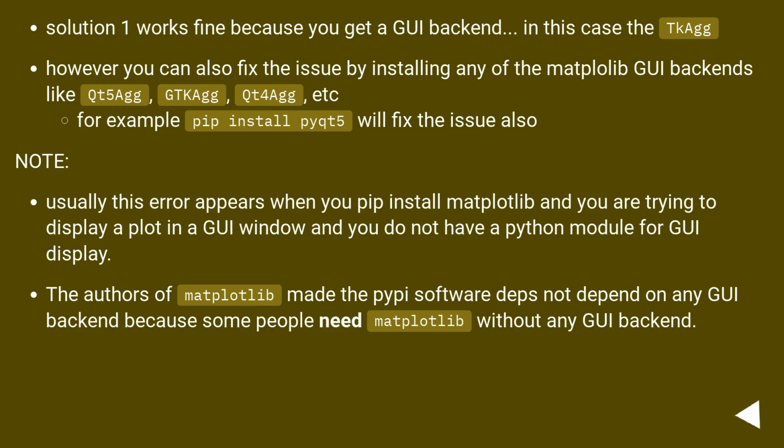Note: usually this error appears when you pip install Matplotlib and you are trying to display a plot in a GUI window and you do not have a Python module for GUI display. The authors of Matplotlib made the pip software dependencies not depend on any GUI backend because some people need Matplotlib without any GUI backend.